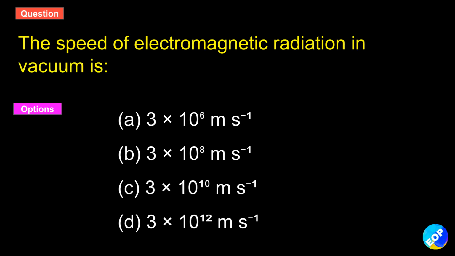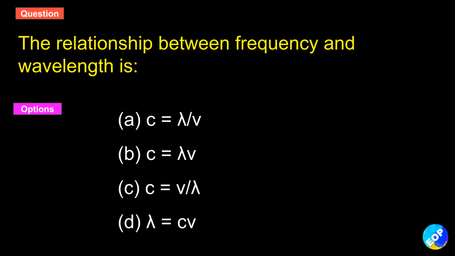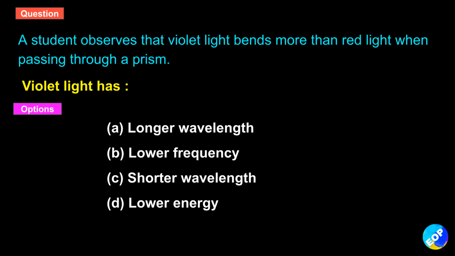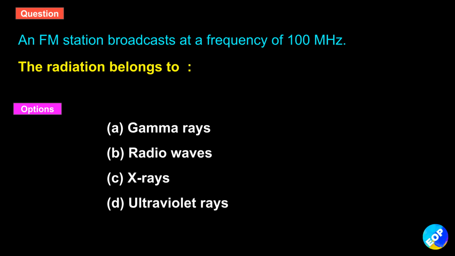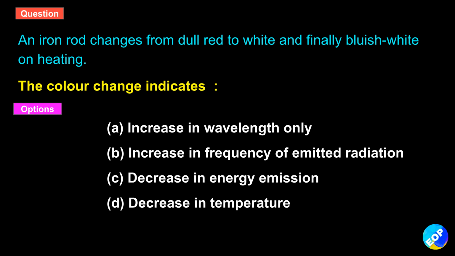The speed of an electromagnetic radiation in vacuum is 3 into 10 raised to 8 meter per second. The relationship between frequency and wavelength is c equals nu lambda. A student observes that the violet light bends more than red light when passing through a prism. Violet light has shorter wavelength. An FM station broadcasts at a frequency of 100 MHz. The radiation belongs to answer B, radio waves. An iron rod changes from dull red to white and finally bluish white on heating. The color change indicates an increase in frequency of emitted radiation.